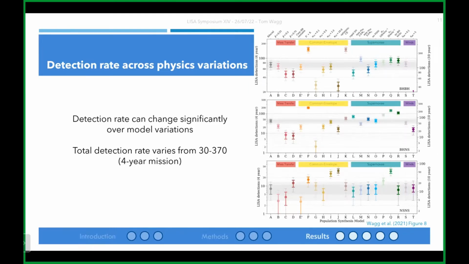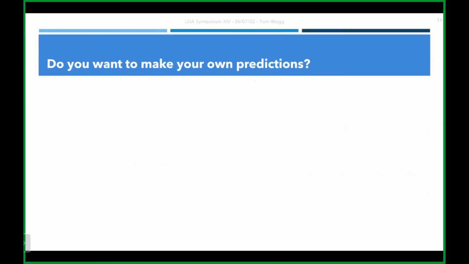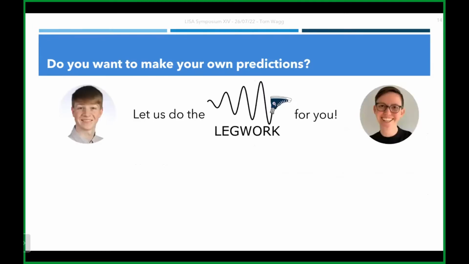And so the last thing I want to leave you with before I go on is that perhaps you want to make your own predictions. Perhaps you're interested in working with LISA, you've got some sources that you're interested in, and maybe you don't want to do all of the work yourself because it's a bit of a hassle. Well, what I would offer you is, why don't you let us do the legwork for you?